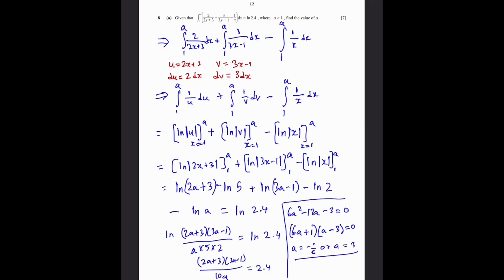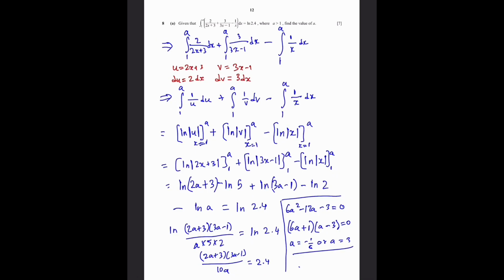But this is not our final answer. We know that a has to be greater than 1. Otherwise, these logarithms are undefined. This one would be undefined, since ln of negative 1.5 does not exist. So we have to have only a equals 3. So we can write, since a is greater than 1, a is equal to 3.